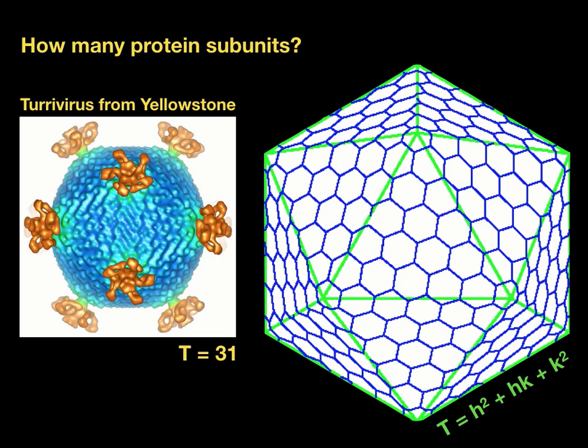I'm not going to make you calculate the T number of this one, because this is actually T31, which is 1, 2, 3, 4, 5. The square of 5 would be 25. And then 5 times 1 is 5. 25 plus 5 is 30. And then 1 times 1 is 1. So 30 plus 1 would be 31.